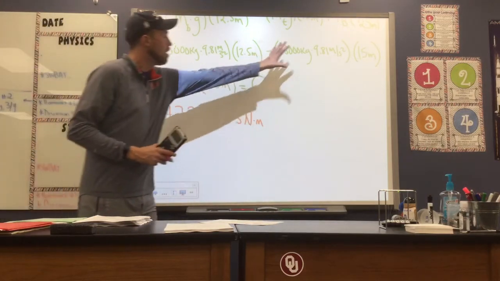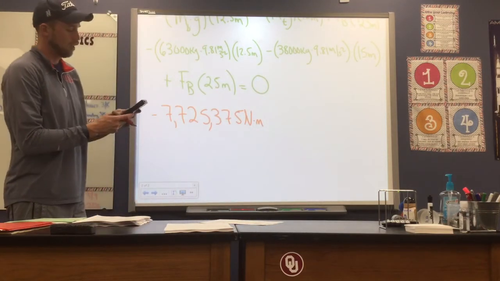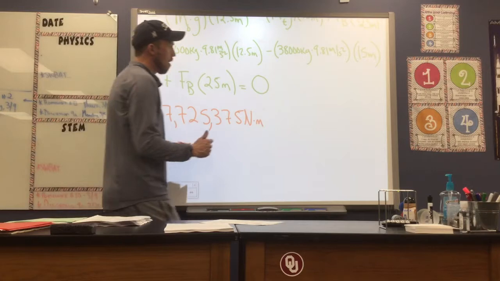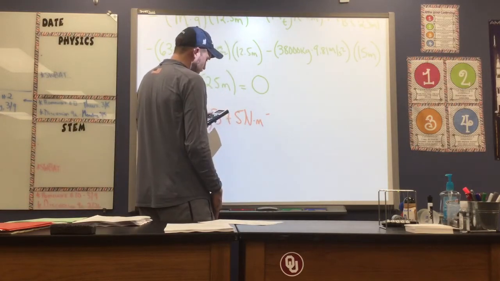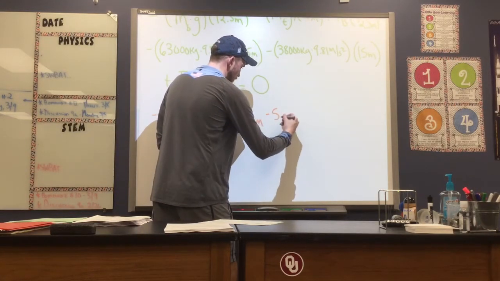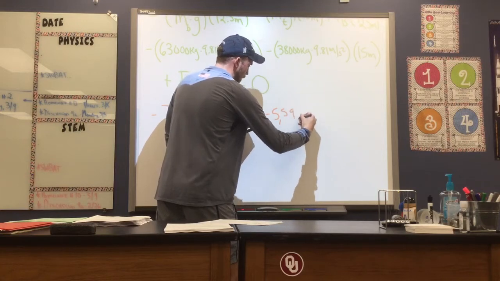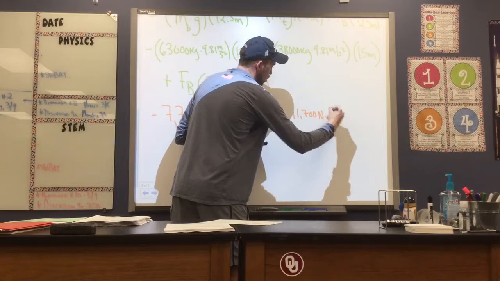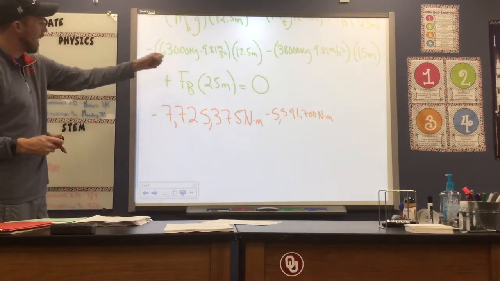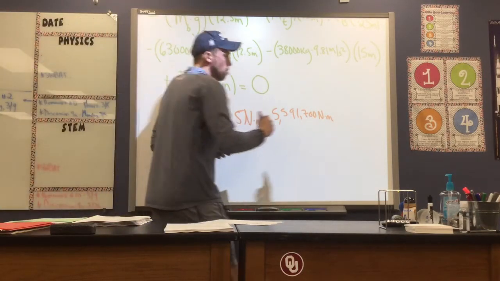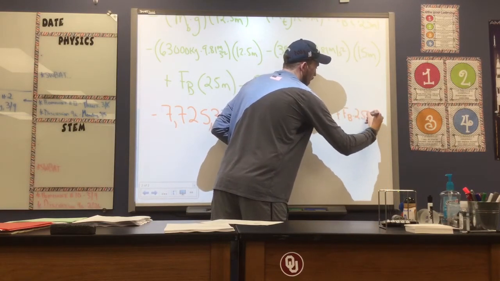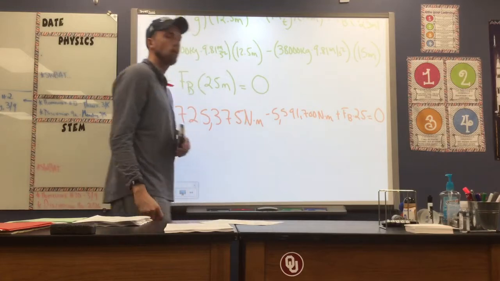And then we'll do the same thing for the force on the truck. So 38,000 times 9.81, at a distance of 15 meters. And this will give us a negative 5,591,700 Newton meters. And then we'll add that to our force that we don't know at support B, FB, times 25, and set that equal to 0.